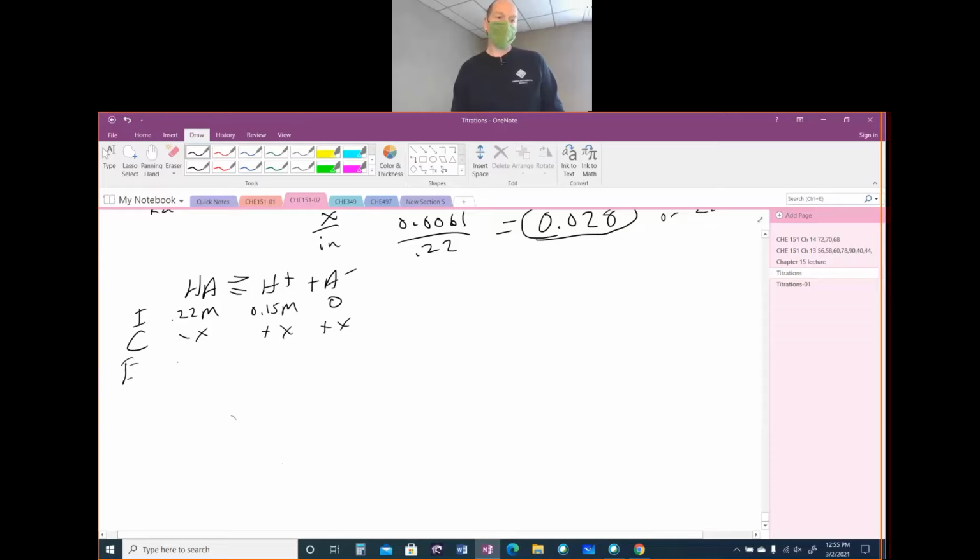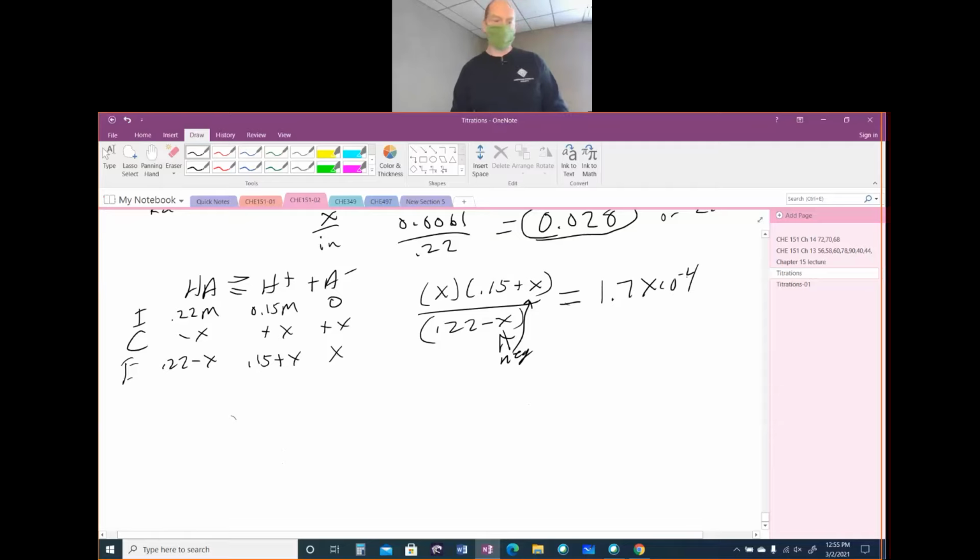So at equilibrium, we have 0.22 minus x, we have 0.15 plus x, we have x. So we have x, and then we have 0.15 plus x over 0.22 minus x, and we are going to neglect our plus and minus x. We do not have to check it, and that is equal to the Ka, which is 1.7 times 10 to the minus 4. So we take our 1.7 times 10 to the minus 4, multiply it by 0.22, divide it by 0.15, and we get 2.5 times 10 to the minus 4.